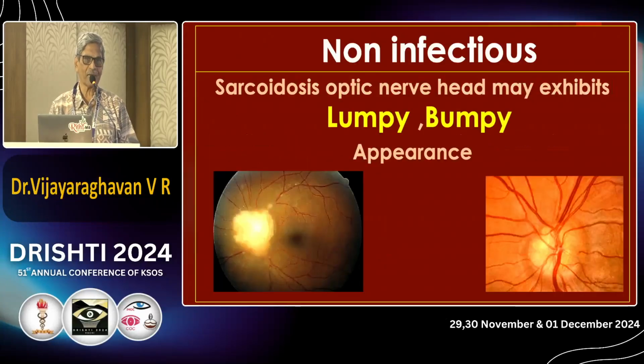Sarcoid. If you are asked, the classical exam question is about the disc appearance: lumpy and bumpy. You can have a granular mass in the disc. That's called a lumpy and bumpy disc in the case of sarcoid. But one more question will be asked: which is the other condition where you can have a lumpy bumpy disc? Your answer should be drusen of the optic nerve head.